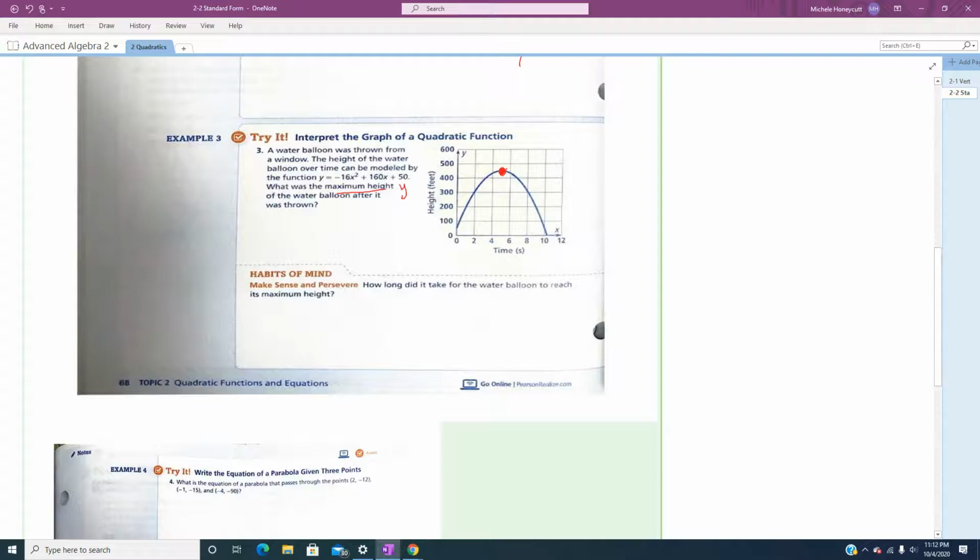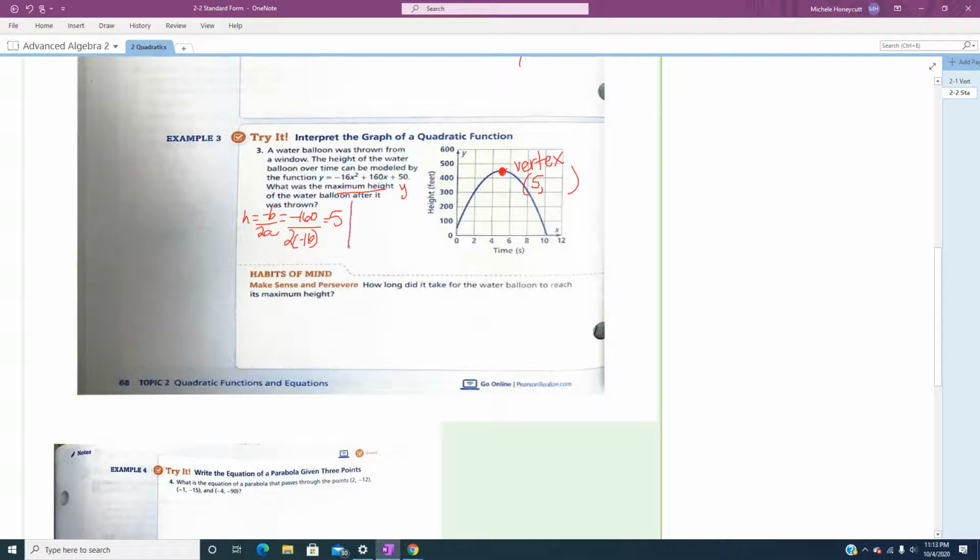So I'm going to need to do some figuring here to figure out what the maximum height is. So that tells me, since I probably want to know this point, I should probably figure out what the vertex is. So let's find the h value. H equals the opposite of b divided by 2a. So the opposite of b is negative 160, divided by 2 times a, or 2 times negative 16. Negative 160 divided by 2 times negative 16 is 5. So I know my vertex is 5 comma something.